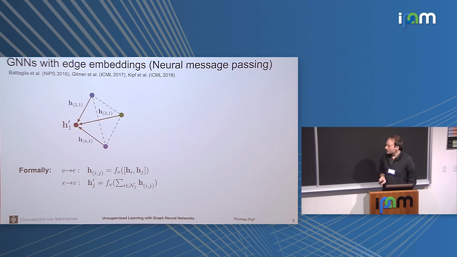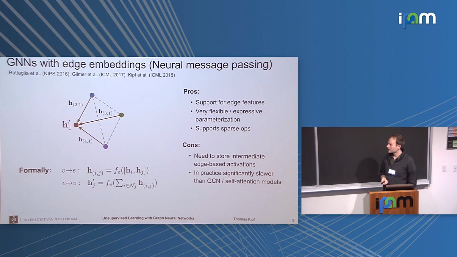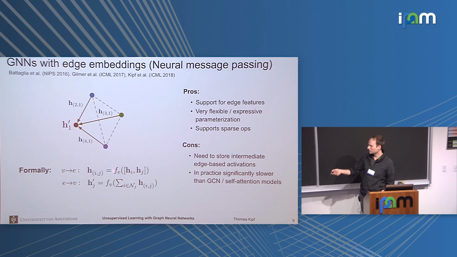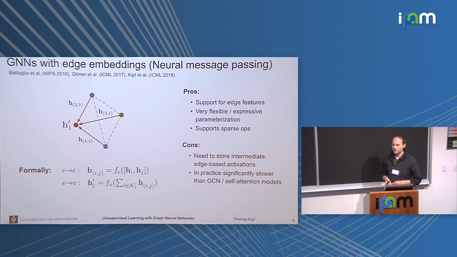These types of models are very powerful in practice. They have explicit support for edge features. They are very flexible, and you can basically choose any kind of model here. So you have a very flexible and expressive parameterization if you choose so. And you can still support sparse matrix operations. So you can still implement this efficiently with sparse matrix multiplications or with scatter-gather operations on GPU.